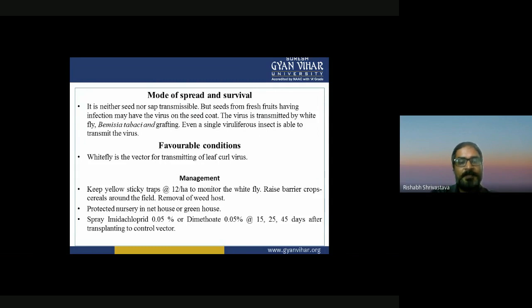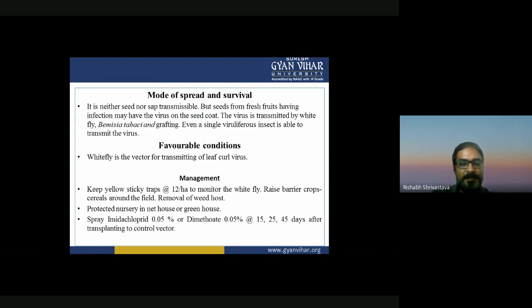Mode of spread and survival: it is neither seed nor soil transmissible, but seed from fresh fruit having infection may have the virus on the seed pod. The virus is transmitted by whiteflies, Bemisia tabaci, and grafting. Even a single viruliferous insect is able to transmit the virus. Favorable conditions: whitefly is the vector for transmitting leaf curl virus.